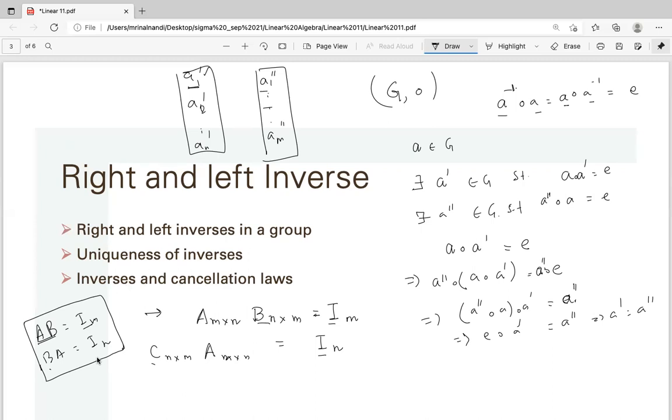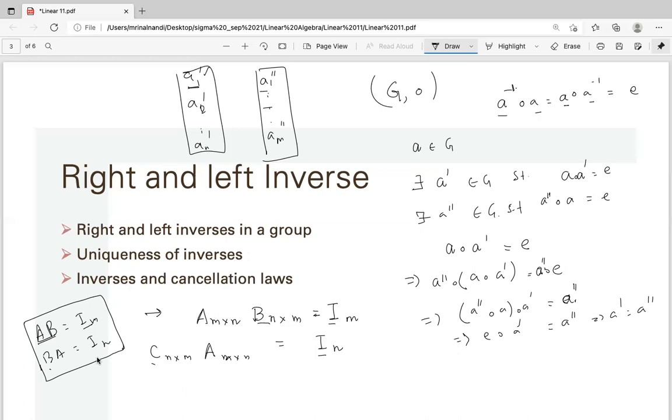Because in the group case, these are not from a group. All the matrices of the form M cross N are not from a group, because if M and N are not equal, then the operation is not defined. But we can define right inverse of the matrix, because there are two different identity elements, because it's not actually a group at all. In a group, the identity must be the unique identity. It's not a group, but we can define left and right inverse of a matrix in this manner.